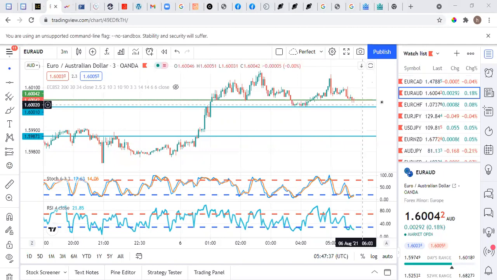0.33 euro hold. Did it? Why? It's not yet at 0.33. Where is 0.33?